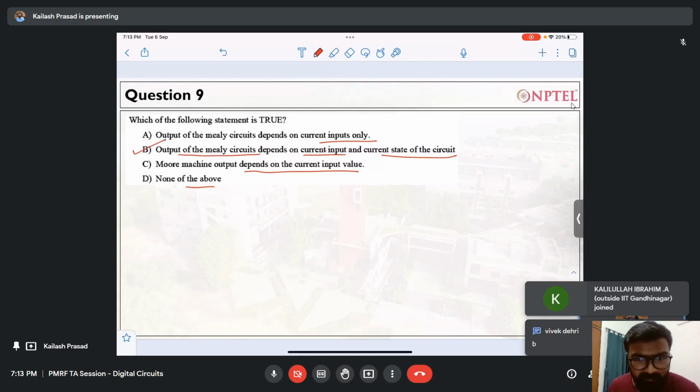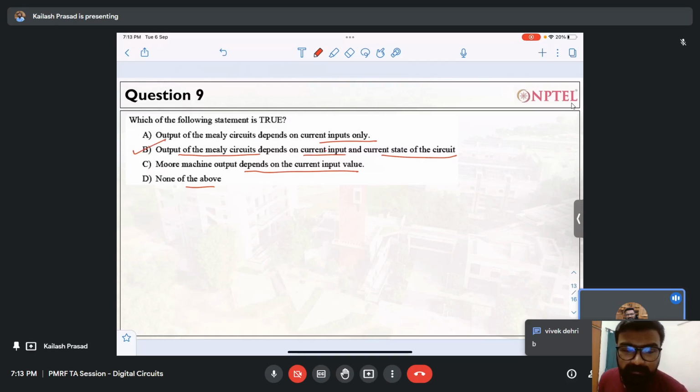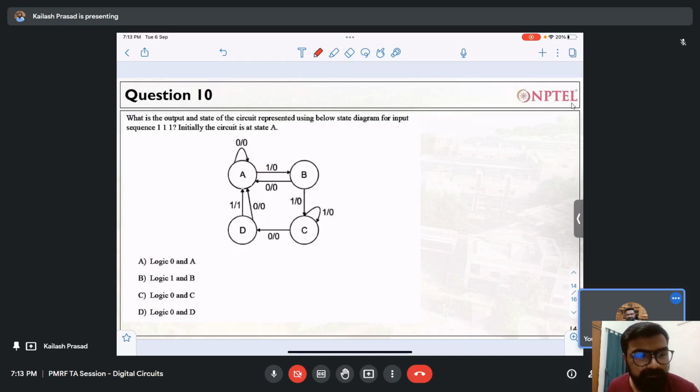See, in the Mealy circuit, the output depends on current input and current state. For Moore it depends on the current state only. So that's the reason only B is the option which is correct. So quickly moving to the next question.